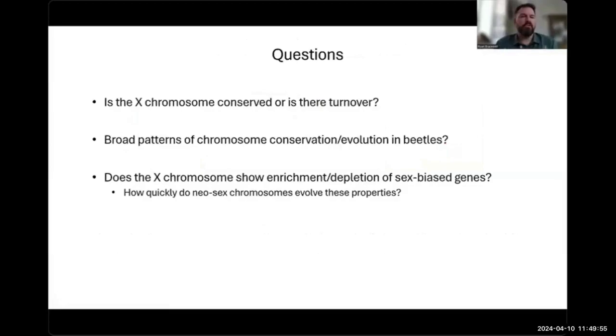The questions here: is the X chromosome conserved like in mammals, or is this something that turns over quite regularly like what we see in flies? Are there any broad patterns of chromosome conservation or evolution in beetles? And then we want to know, does the X chromosome show enrichment or depletion of sex-biased genes like what we see in lots of other systems? And then how quickly do neo-sex chromosomes evolve these types of properties?